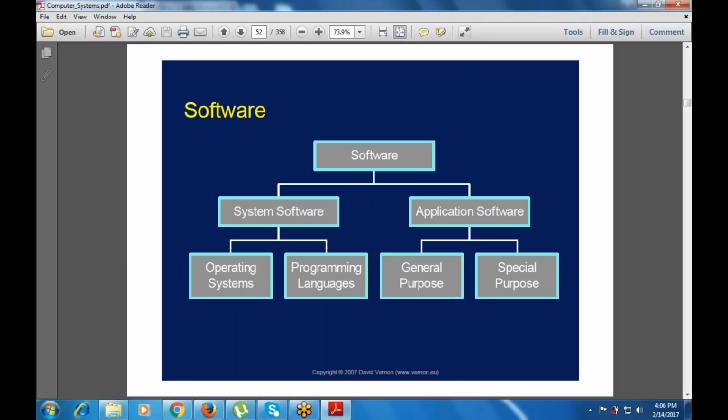Now, what is the software? That again consists of two parts, the system software and the application software. We have studied this earlier also. The system software is divided into two parts, one is the operating system, one is the programming languages, and the application software is again divided into two parts, one is the general purpose computer, one is the special purpose computer.